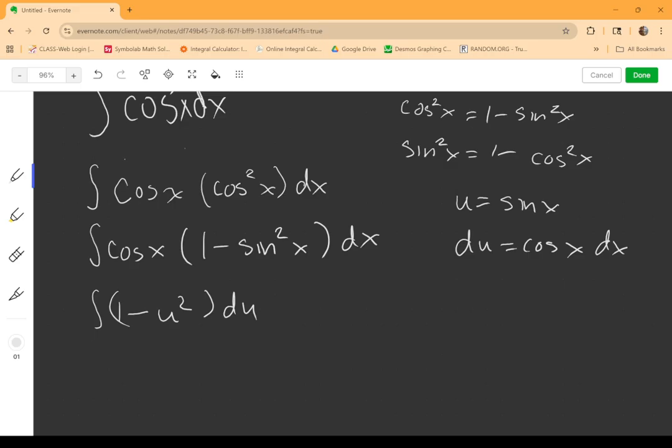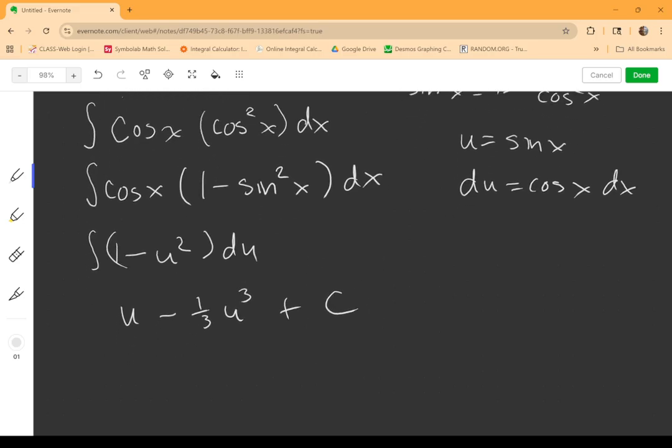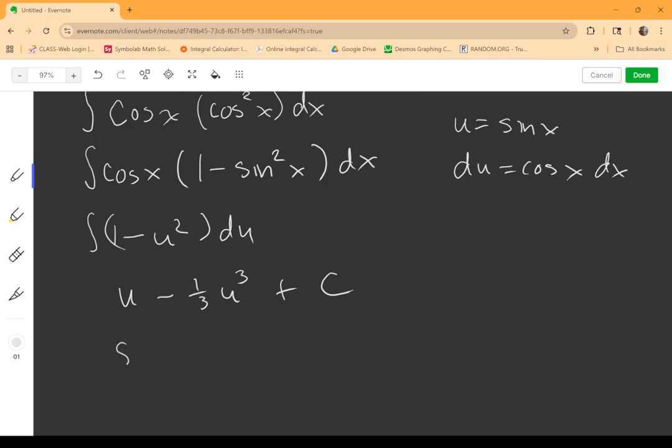Okay? And now that's a basic power rule integral. Now we get u minus 1/3 u cubed plus c. And then lastly, we just plug back in, right? Our integral was in x, not u, so we get sine of x minus 1/3 sine cubed of x. And again, the plus c. All right. So that is how I approach this integral here.